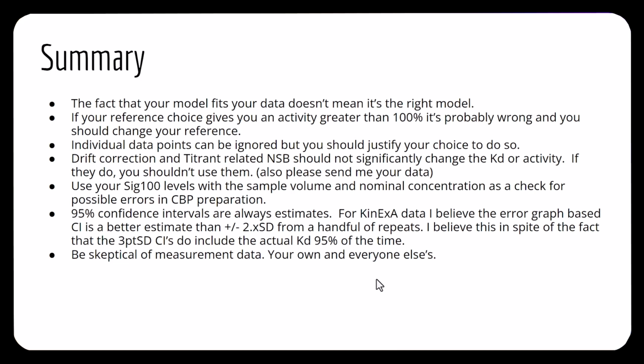Use your SIG 100 levels with the sample volume and nominal concentration as a check for possible errors in CBP preparation. This is a pretty powerful tool. I use this a lot. As I say, I can normally do it in my head because it's not uncommon for you to cut your concentration by tenfold and increase your volume by tenfold, expecting the same SIG 100. That's a pretty common experimental strategy. And so if it deviates from that significantly, it's a flag to check and look into your concentrations.